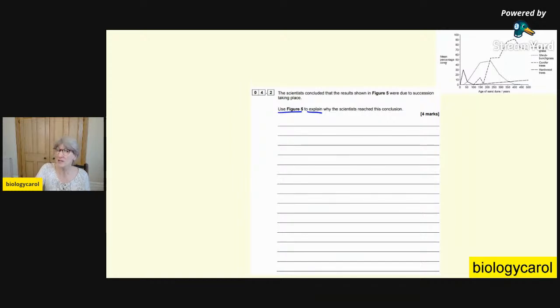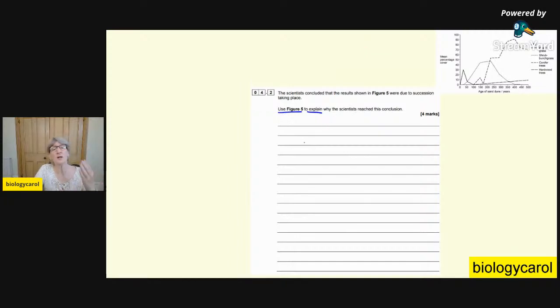Notice this is mean percentage cover. Just take a note of what the y axis is. It's how much coverage of the ground there is. Okay, so yeah, just worth always noting. It isn't biomass. It's not number of plants. Always worth just kind of clocking what that y-axis is.